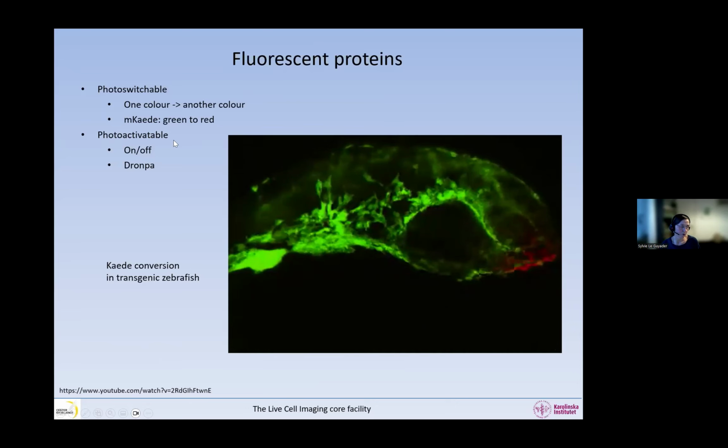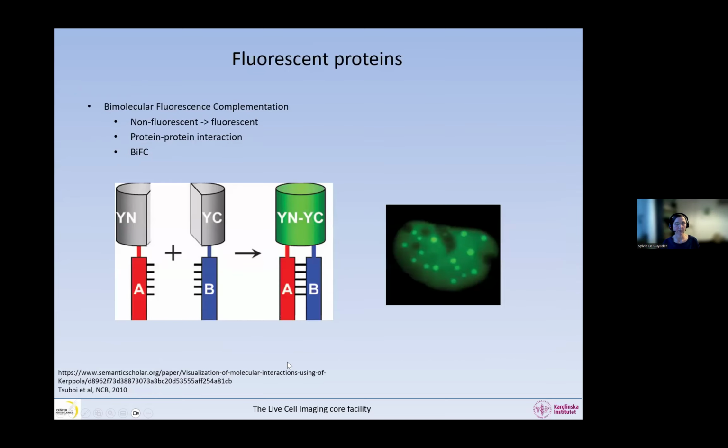You can also have photoactivatable fluorescent proteins where you can turn them on and off. Dronpa, for example, is one of them, where you can turn it on and off depending on the light you shine on it. And this is Kaede conversion in zebrafish from green to red. Then we have little tricks that we can play with the fluorescent proteins.